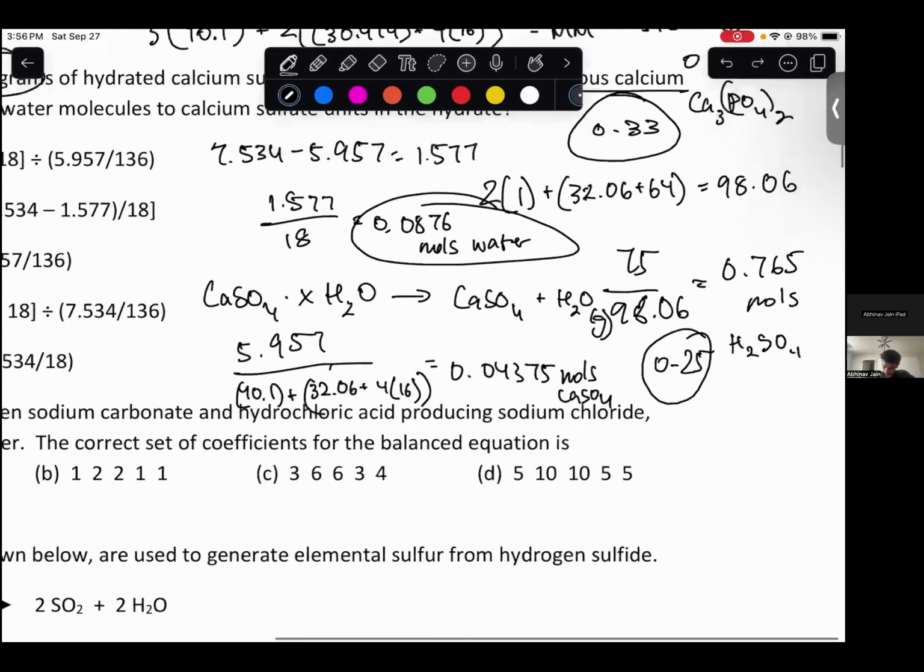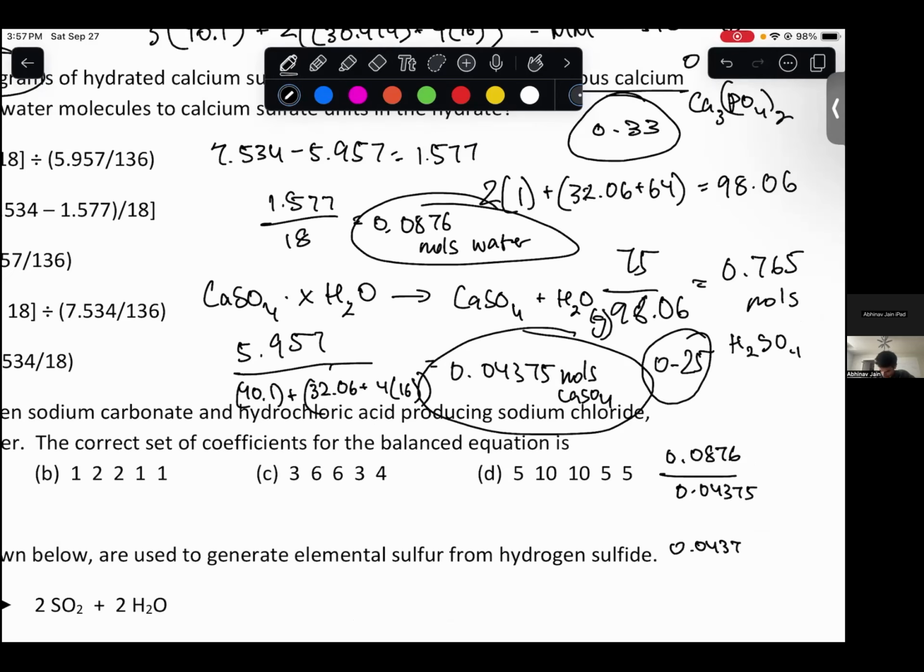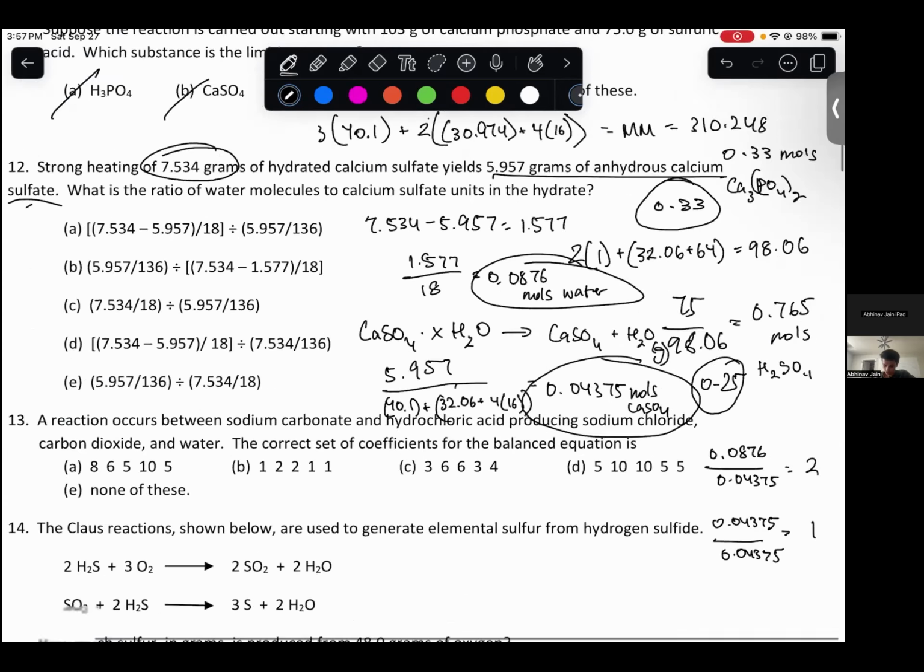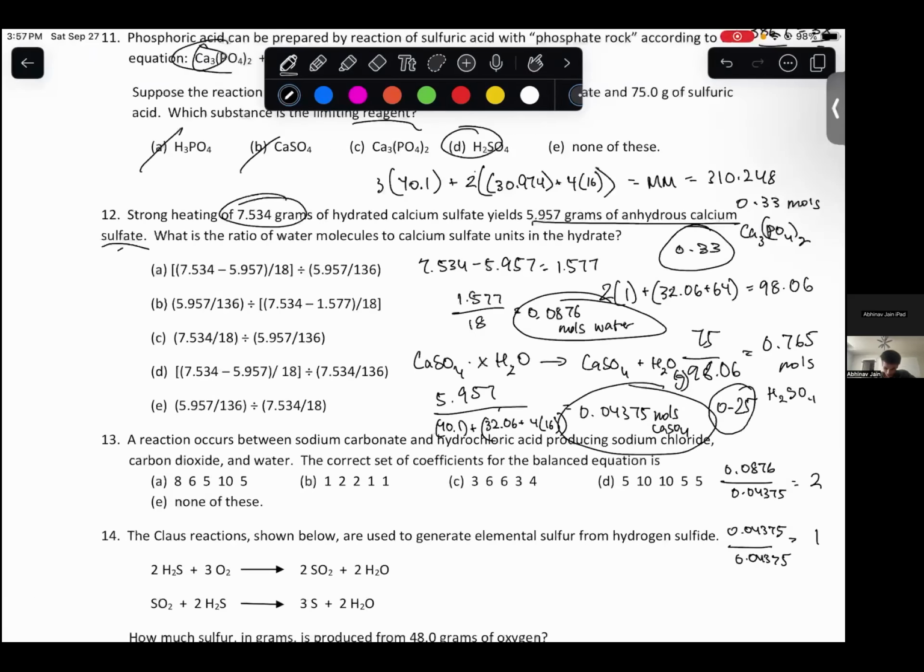We can compare this quantity to this quantity to find the molar ratio. We can clearly see, if we divide 0.0876 by the smaller molar quantity, which is the calcium sulfate, 0.04375, and we divide 0.04375 by 0.04375. We're doing this to calculate the molar ratio. It's going to be 2 to 1. That means there's 2 moles of water for every 1 mole of calcium sulfate.